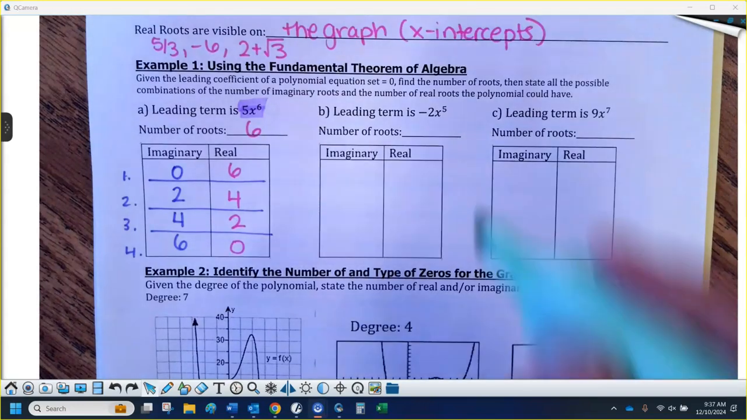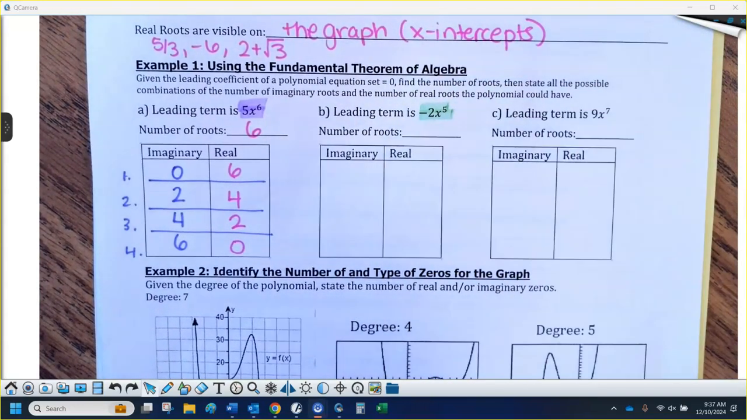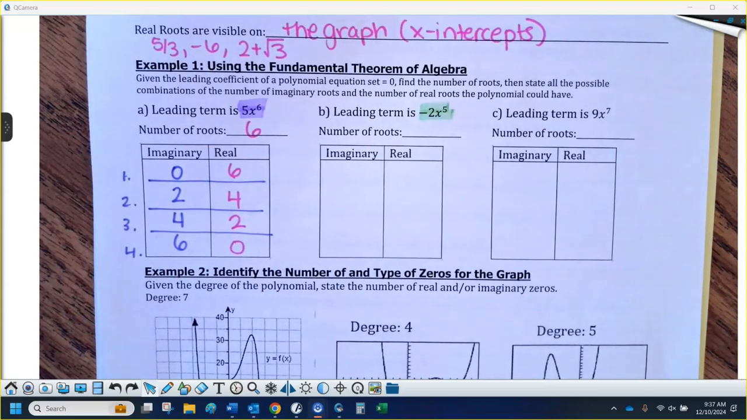All right, if I look at negative 2x to the 5th, how many solutions would that have?